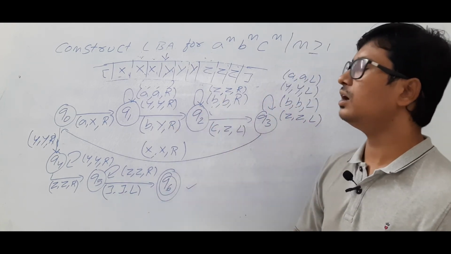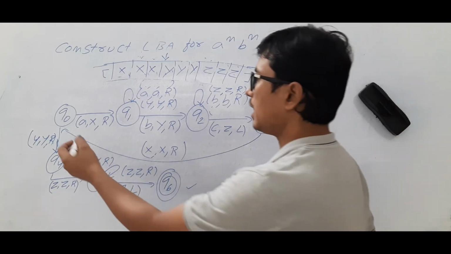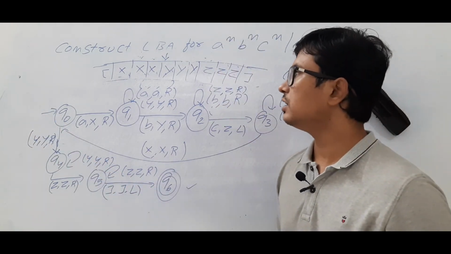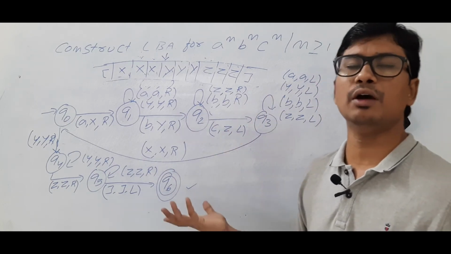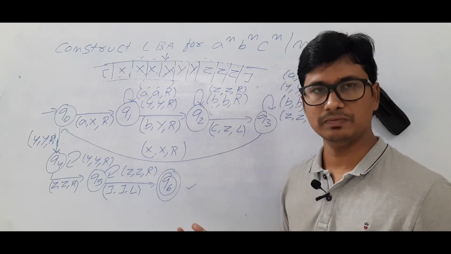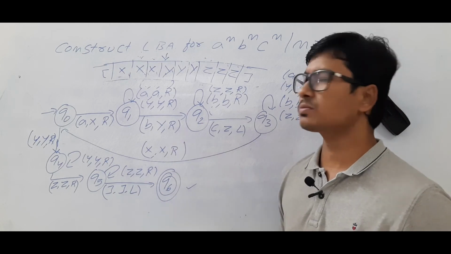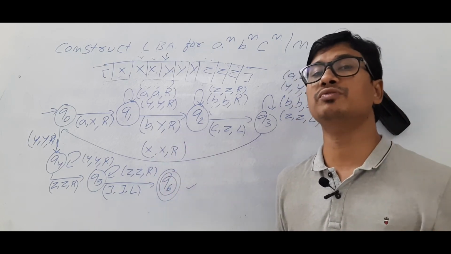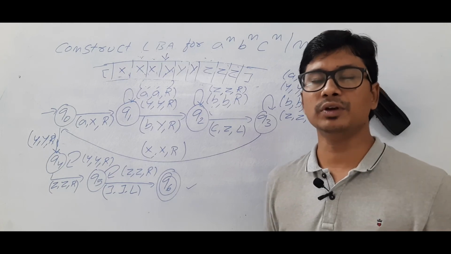So this is the linear bounded automata, and the initial state is q naught, q6 is the final state. If you see that, the same way we have constructed the Turing machine also. Am I right or wrong? Then you can ask me, sir, Turing machine is also as powerful. Yeah, Turing machine is more powerful than the linear bounded automata.